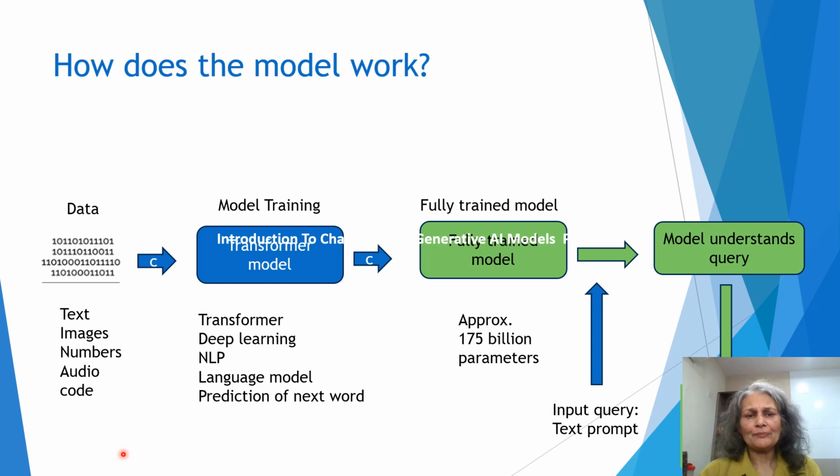So the first step is that we have a vast corpus of data. This data can be text, images, numbers, audio, or code. This data is then processed. This is known as data pre-processing, and it is processed to become what is described as a machine readable form, which is what I have visualized over here. Essentially, the text is broken down into words, and these words are then translated into mathematical vectors.